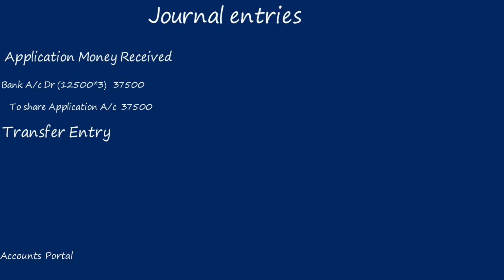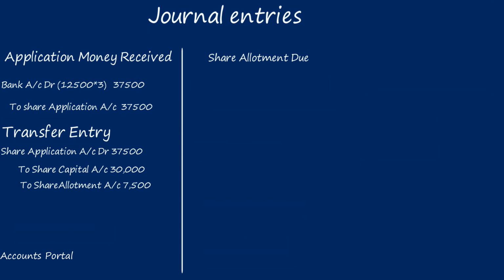37,500. Transfer entry, only on allotment share application money will be transferred to share capital account. So share application account debit 37,500 to share capital. Shares allotted how much, Nana? 10,000. So 10,000 into 3, how much? 30,000. In case of pro rata allotment, excess application money 7,500 will not be refunded, adjusted against share allotment. To share allotment 7,500.